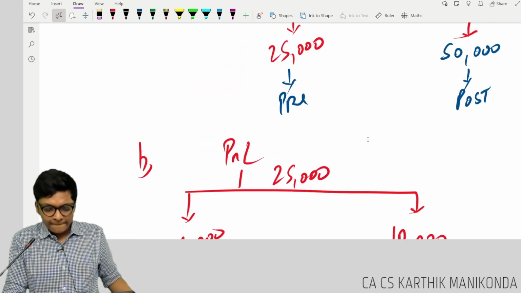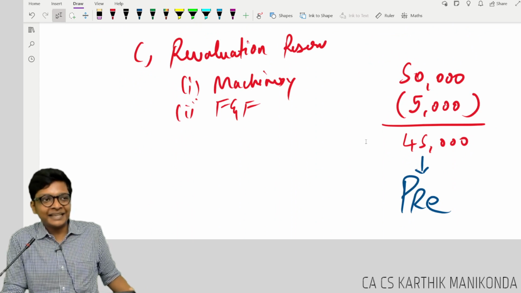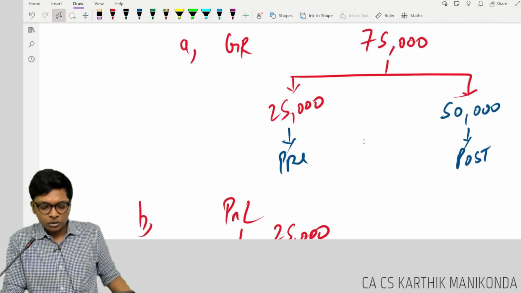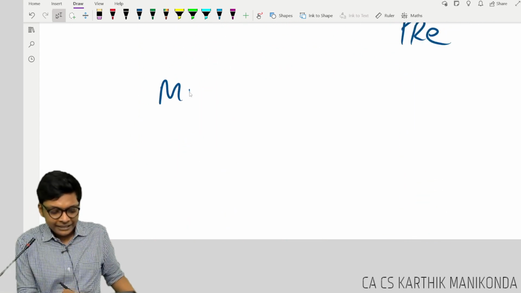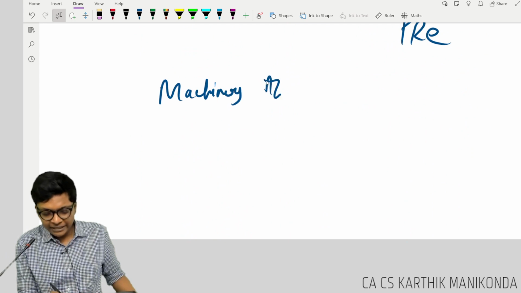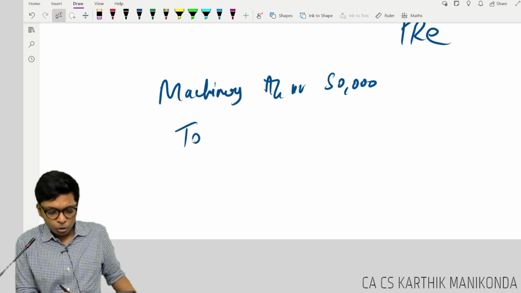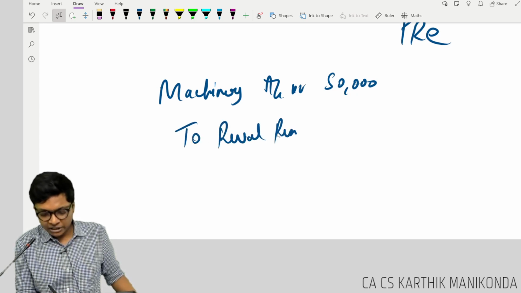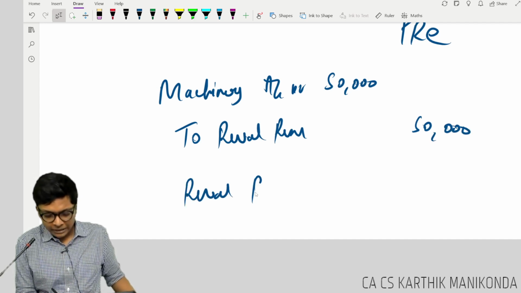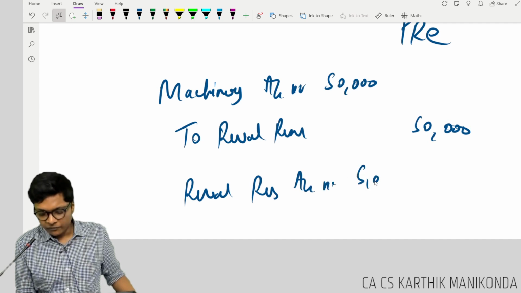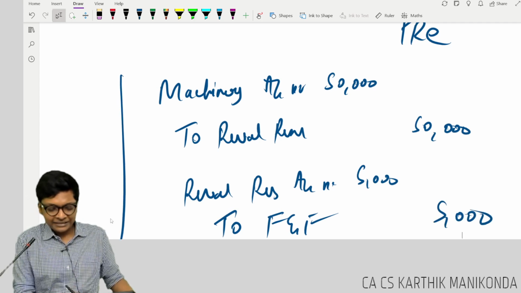Anything else should I do here? Sir, this is missing, that is missing. Anything else should I do? Now, let's write the revaluation adjustment. The entry would have been machinery account debit 50,000 to revaluation reserve 50, and the other entry would have been revaluation reserve account debit 5,000 to furniture and fittings 5,000. This is the impact.